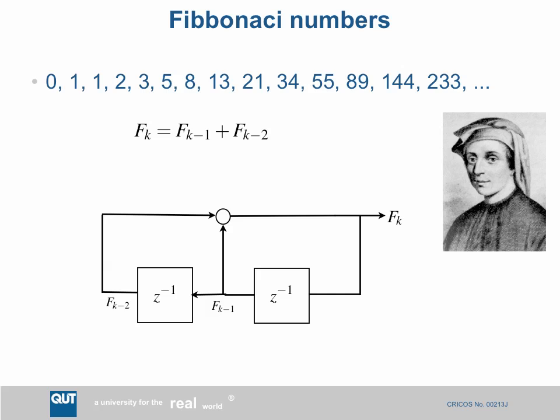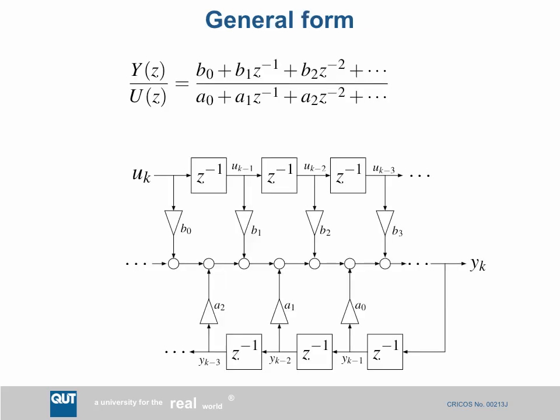Now we can represent this in a block diagram form. f_k is the output of this system. We delay that by 1 time step to get f_{k-1}, delay it again, and we have f_{k-2}. If we add those two numbers together, we've got our output signal f_k. So if you were to build this circuit, this piece of logic, it would just spit out Fibonacci numbers forever. Now we can generalize this arrangement of delay blocks and coefficient blocks and adding blocks.